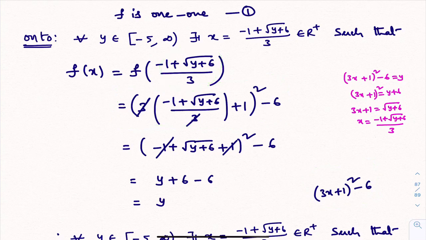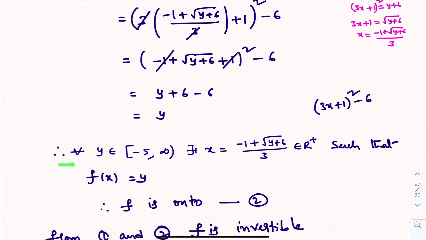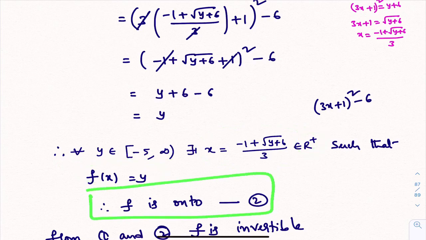Okay. Now further simplification, you see this 3 will get cancelled. What is remaining here? Minus 1 plus root over y plus 6, plus 1, whole square minus 6. I hope you are understanding. This plus 1 minus 1 cancel. What is there here? Root over y plus 6 whole square minus 6. Root over y plus 6 whole square is what? That is y plus 6 minus 6. Plus 6 minus 6 will get cancelled. This is nothing but y. What you got? You got that f of x equal to y. What it says: if I take any y, there exists one preimage x in the domain set such that f of x equal to y. This is the definition of onto function. Therefore, we are saying the function is onto function.